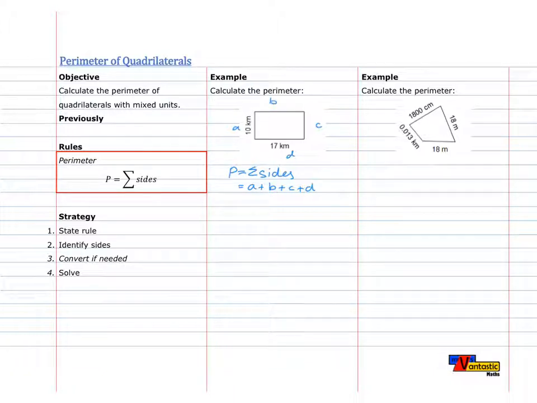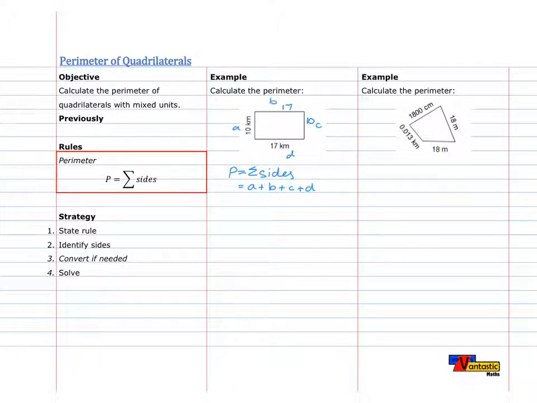Now we have to do a bit of an analysis here because we're missing two side lengths. We're missing what B and what C are. But luckily they're pretty easy to find out because they're simply equal to the opposite sides. So side B is going to be the same as side D, which is 17. And side C is going to be the same as side A, which is 10. So we can simply fill in that information. So B is 17 kilometers and C is 10 kilometers.